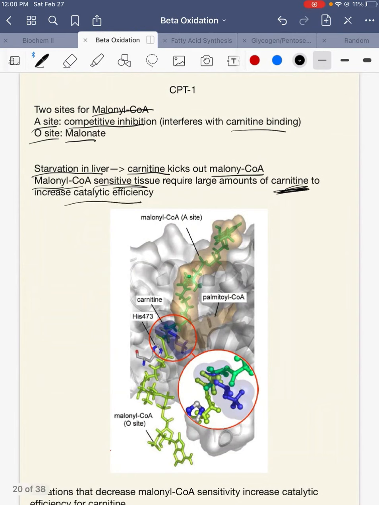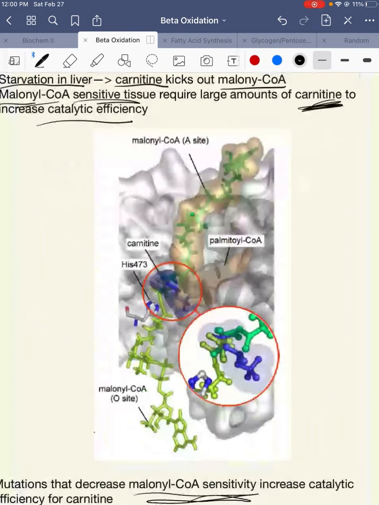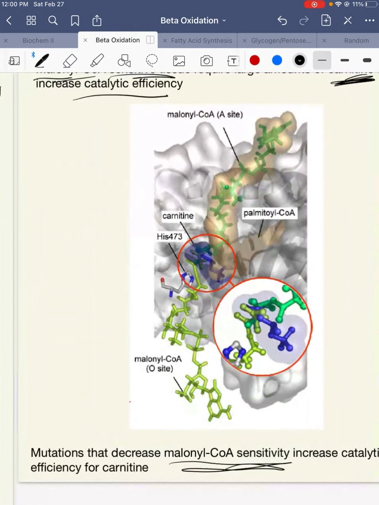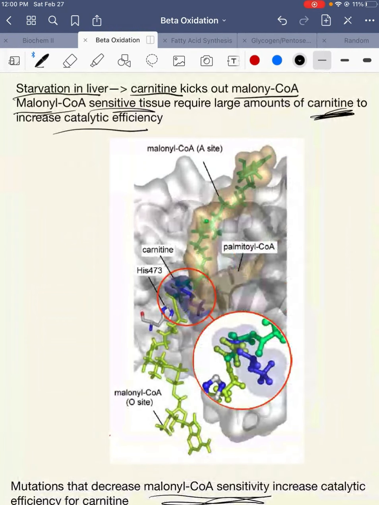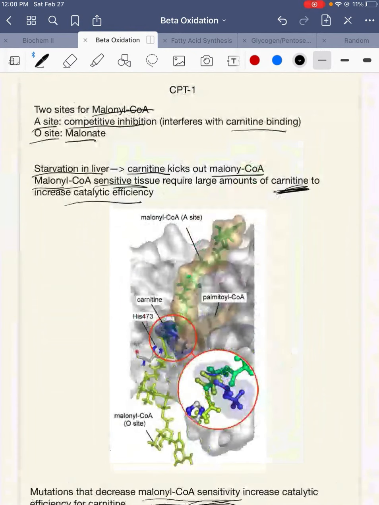And then there are actually mutations that decrease malonyl-CoA sensitivity. What that means is malonyl-CoA won't be able to bind as effectively to CPT1. Those actually increase the catalytic efficiency of carnitine because we're basically decreasing the affinity of an inhibitor binding to our main enzyme in beta-oxidation. So if we decrease the malonyl-CoA sensitivity, it won't be able to inhibit CPT1 and we'll be able to run beta-oxidation.